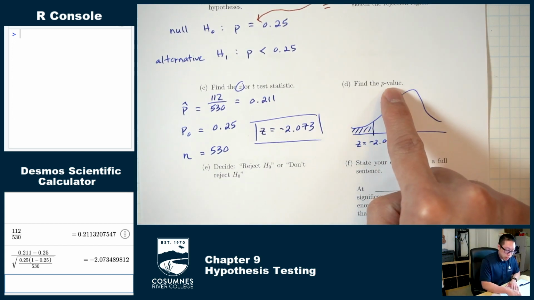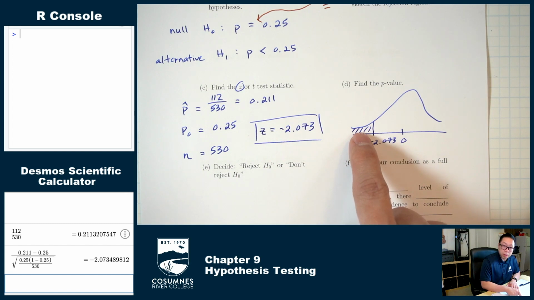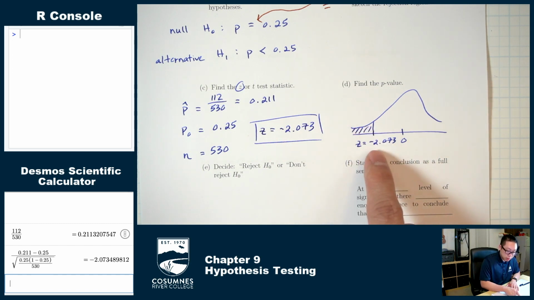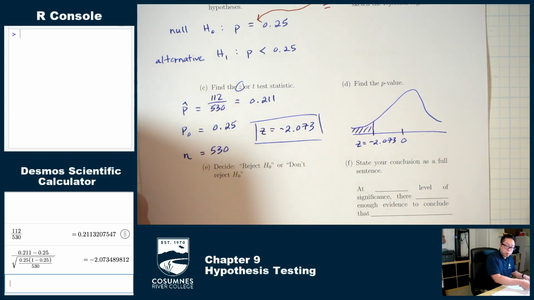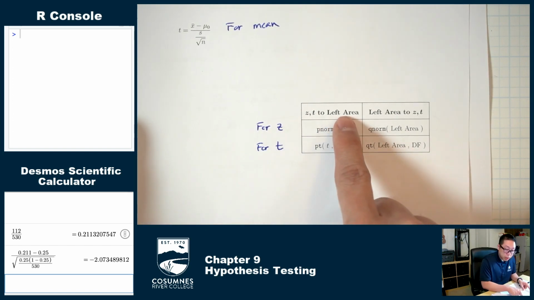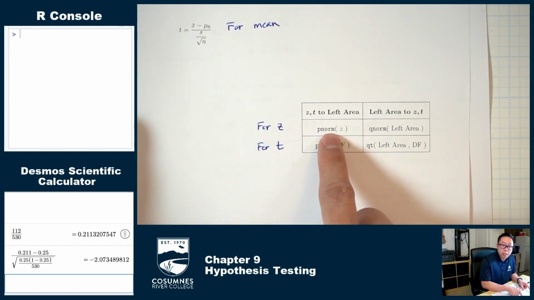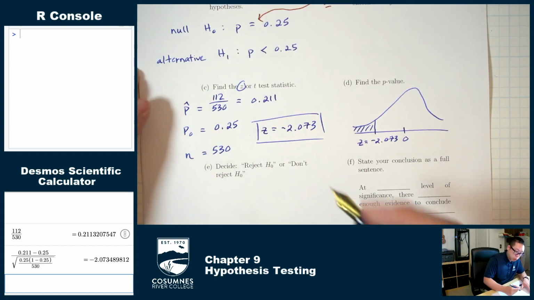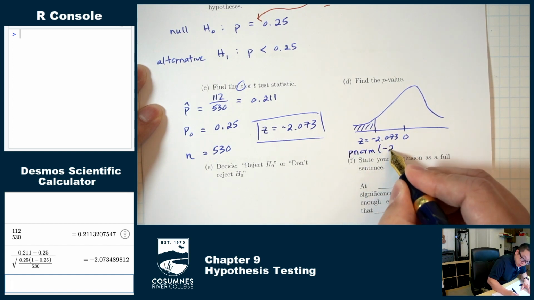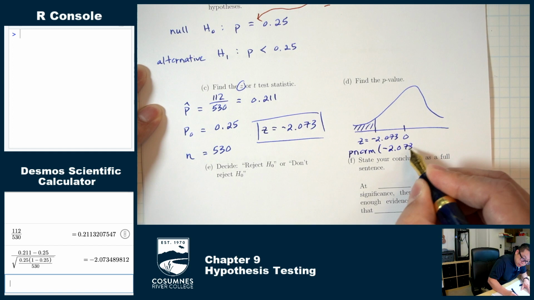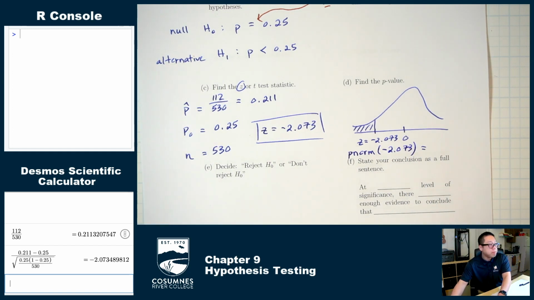And the p-value we're talking about here is really just this area. So I want to find the area to the left of a Z of negative 2.073. This is really just a Z to area problem. From my front page, Z to area for the Z situation is going to be a P norm. So we're going to do P norm, feed it a Z, negative 2.073, and then in R, P norm, negative 2.073. And we got 0.019.